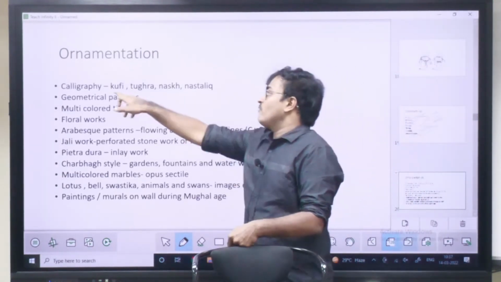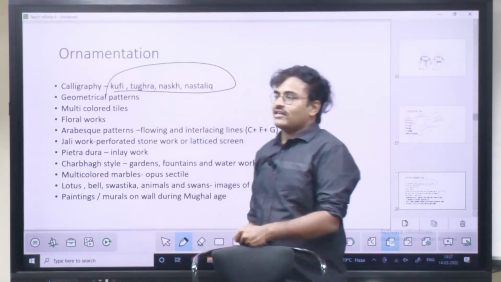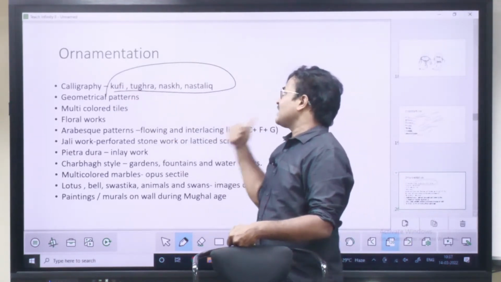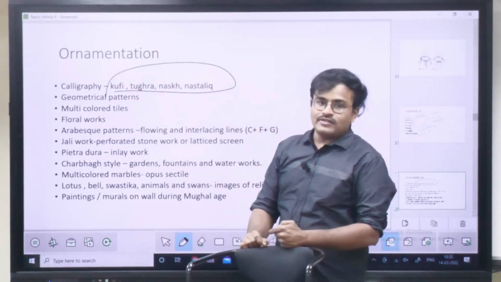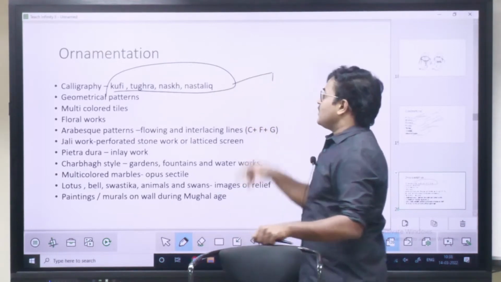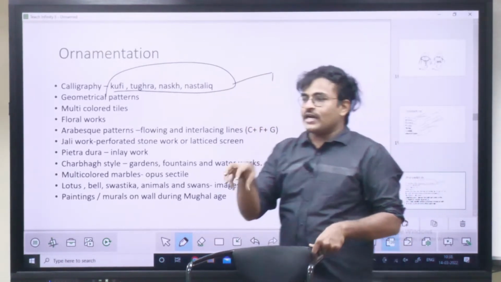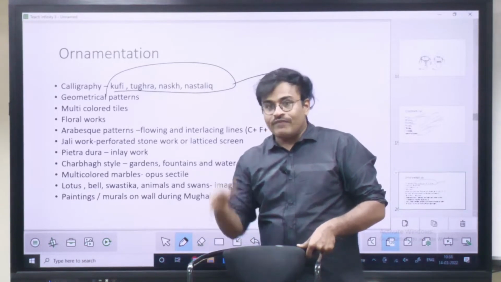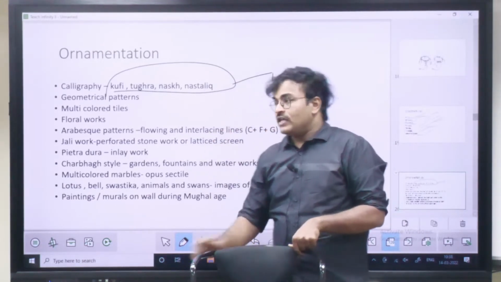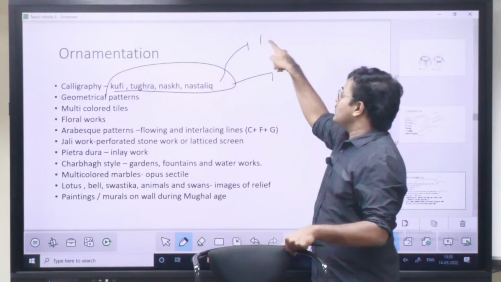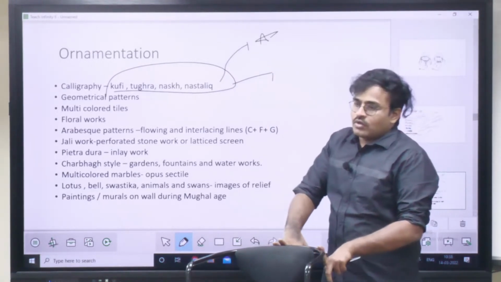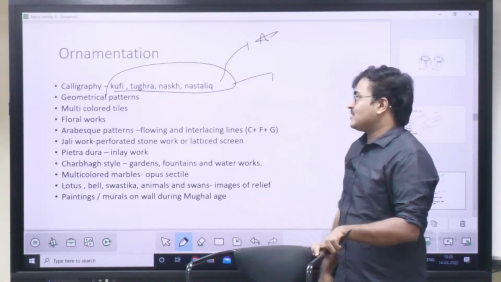They used 4 kinds of calligraphy, which are known as Kufi, Tugran, Nasak, and Nastalik. It means that the same language can be written down in 4 different styles. These are 4 different writing styles. Of these, Nastalik has been asked as a UPSC question. You put a star mark there. Nastalik is one more writing style.